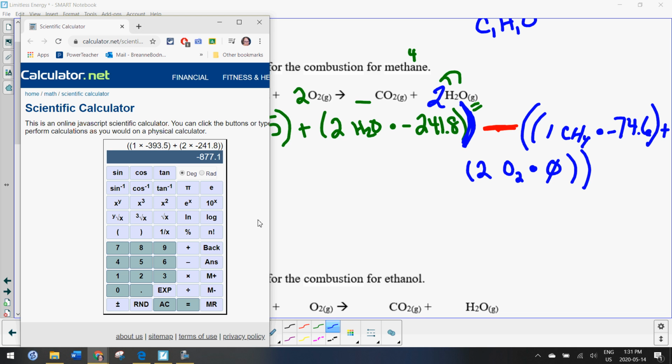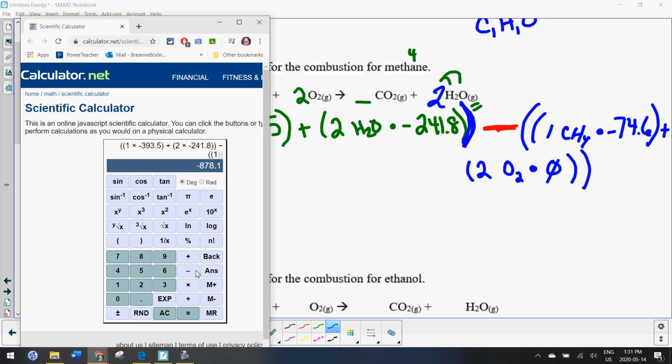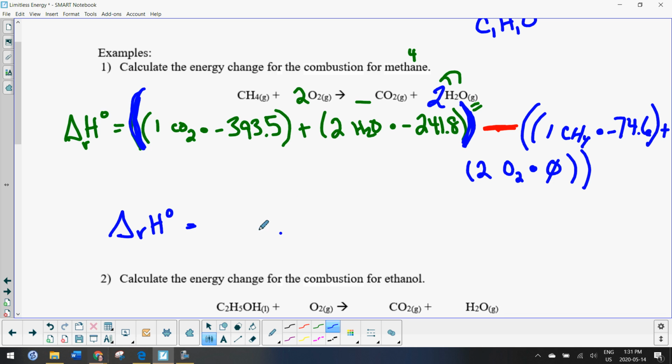Okay, now I minus. Okay, bracket, bracket. 1 times negative 74.6, and again you might be putting negative 74.6 in the correct order, bracket, plus bracket, 2 times 0, close your bracket, and then you hit enter. So you get negative 802.5.